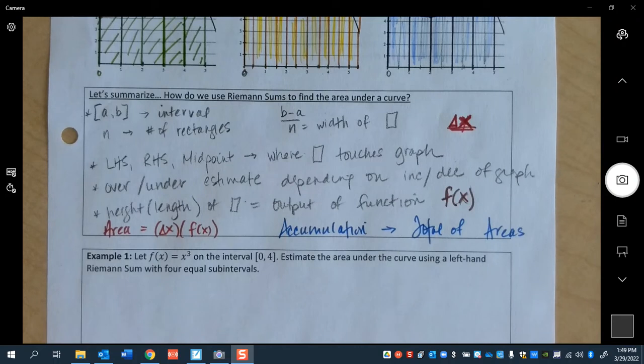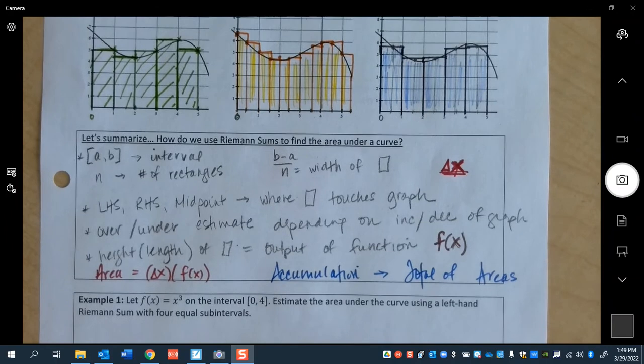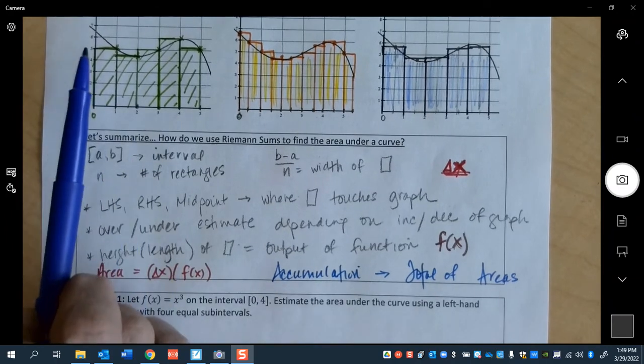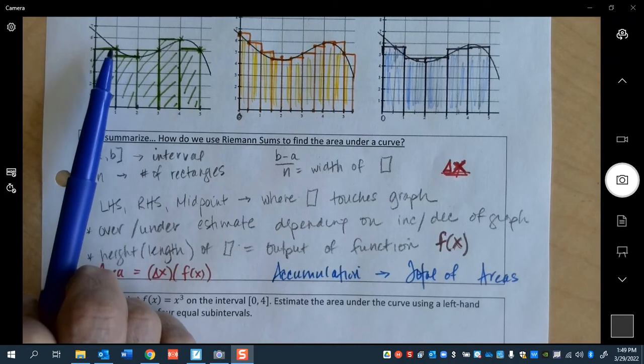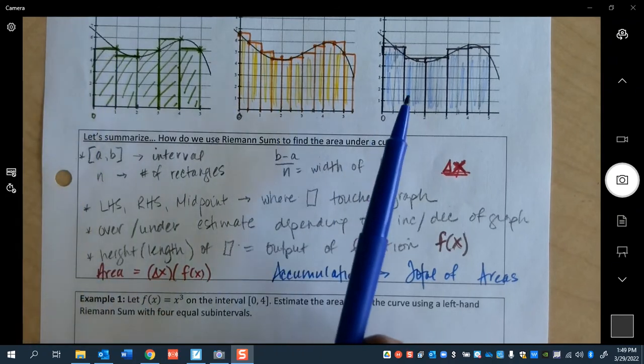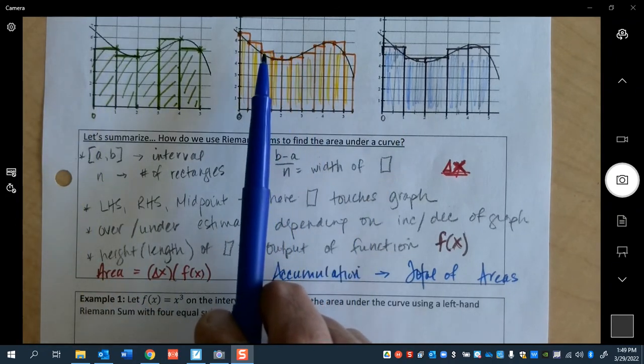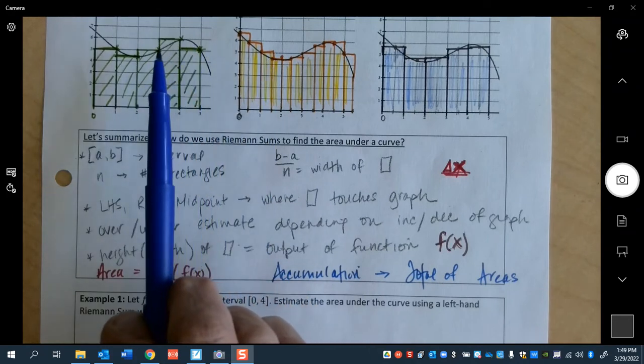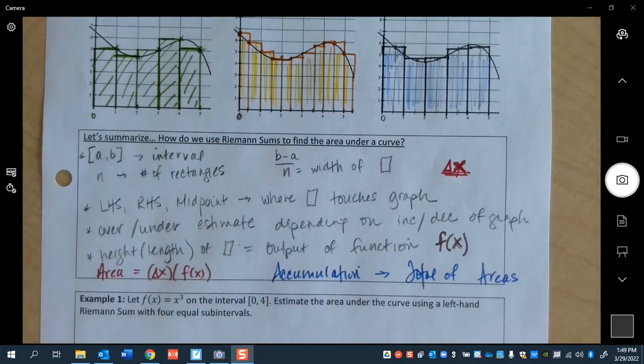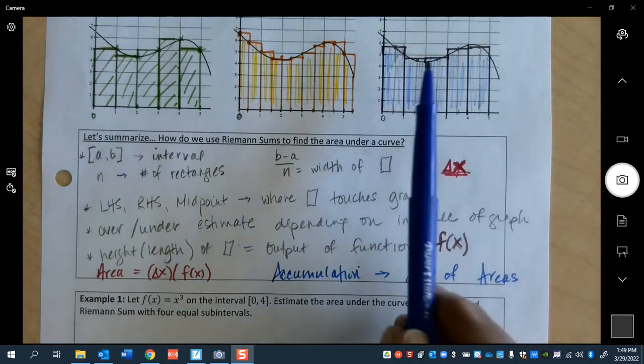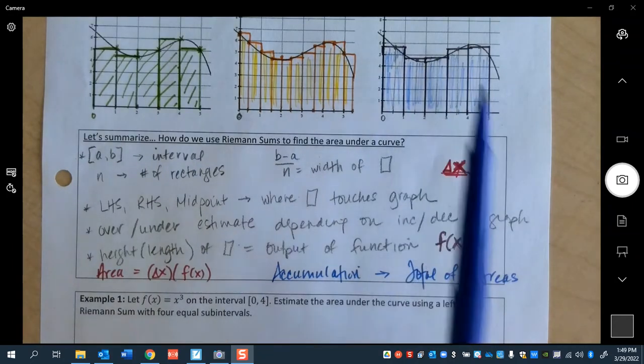Whether I'm talking about a left-hand sum, a right-hand sum, or the midpoint, that's where my rectangle touches my graph. And whether it's an over or an underestimate, that's going to depend on whether the graph is increasing or decreasing. So you can look at each of these graphs. If it's a decreasing graph, my right-hand sum is an underestimate, and my left-hand sum is an overestimate. If it's an increasing graph, it's the opposite. That midpoint balances each one out individually.